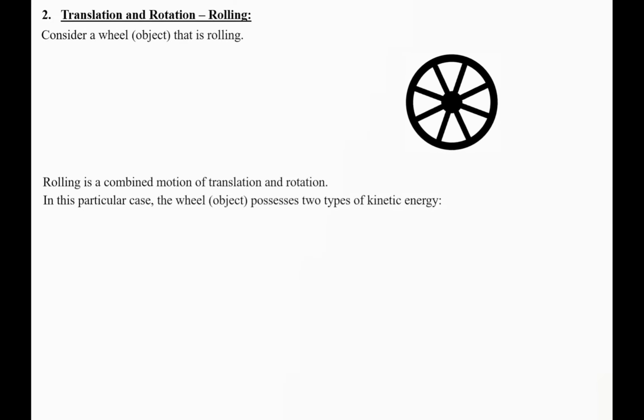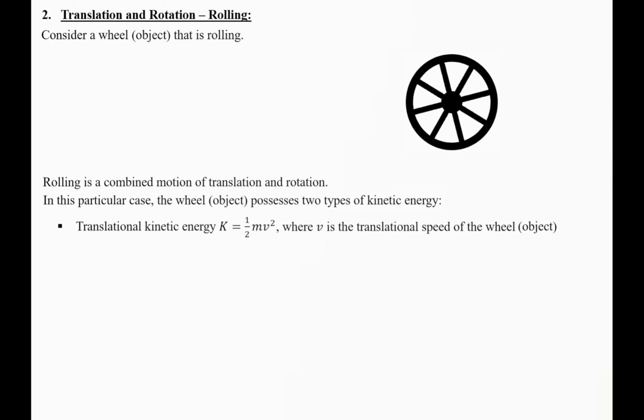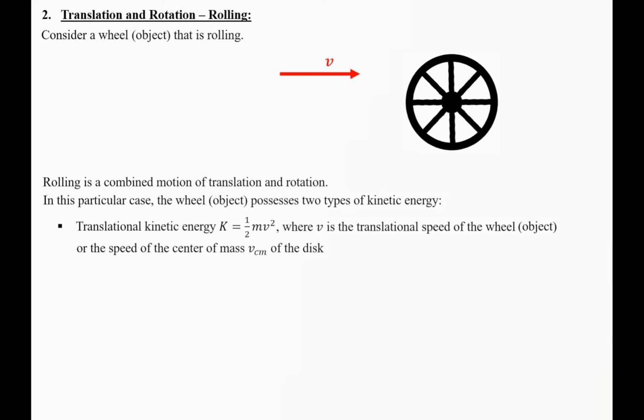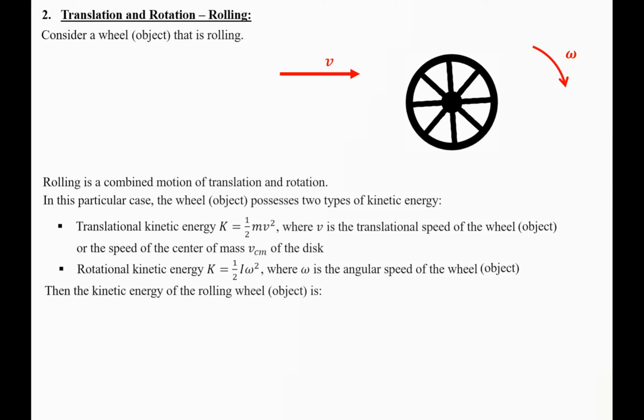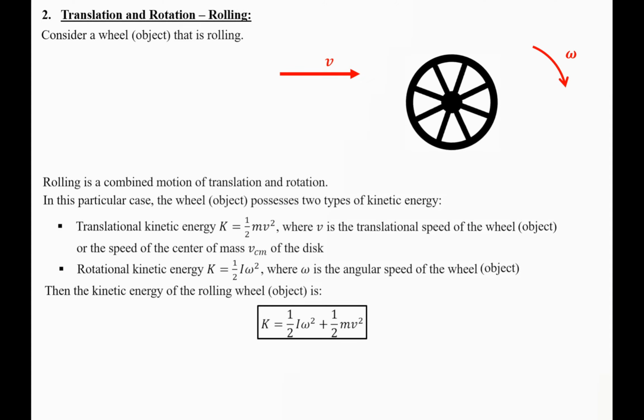In this particular case, the wheel, which is the object, possesses two types of kinetic energy given by half m v squared, where v is the translational speed of the wheel, or we say that it's the speed of the center of mass of the disk or the wheel itself, and the rotational kinetic energy given by half I omega squared, where omega is the angular speed of the wheel. Then the kinetic energy is the sum of both energies given by half I omega squared plus half m v squared. Because the wheel is performing two types of motion, it admits two types of energies. Alright, so this is it for section 2.